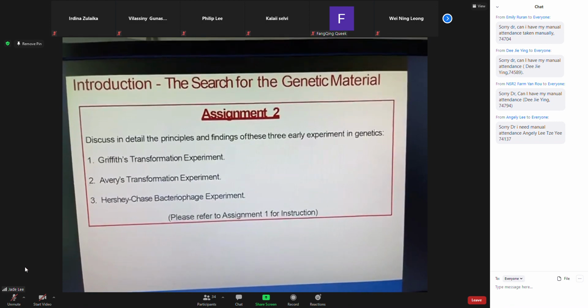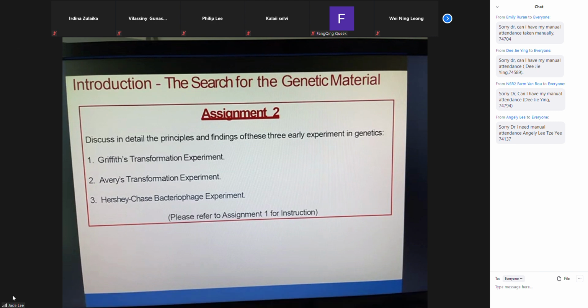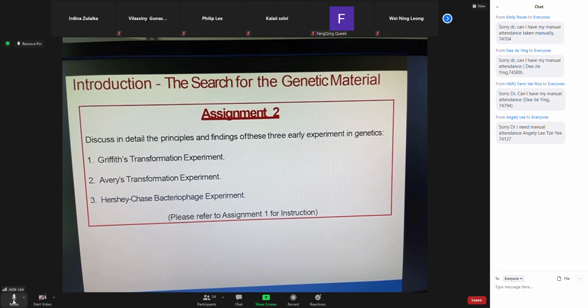So this comes to the second assignment, where you discuss in detail the principles and findings of these three early experiments in genetics. I posted this in Ellipse together with the instructions, so you can do it. This is your second assignment. There are three: the Griffith transformation experiment, the Avery transformation experiment, and the Hershey-Chase bacteriophage experiment. So, clear with this? Yes, doctor, clear. Okay, good.